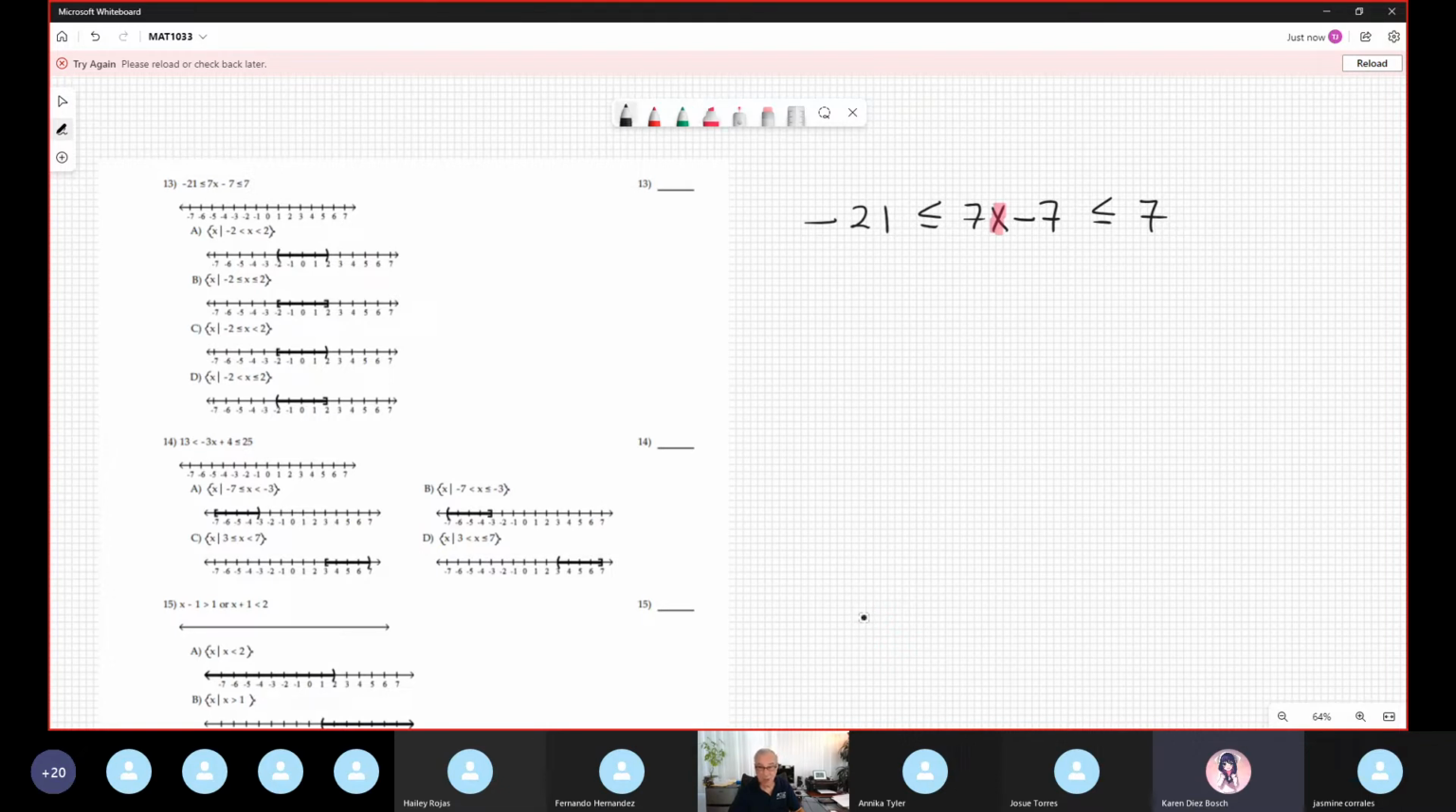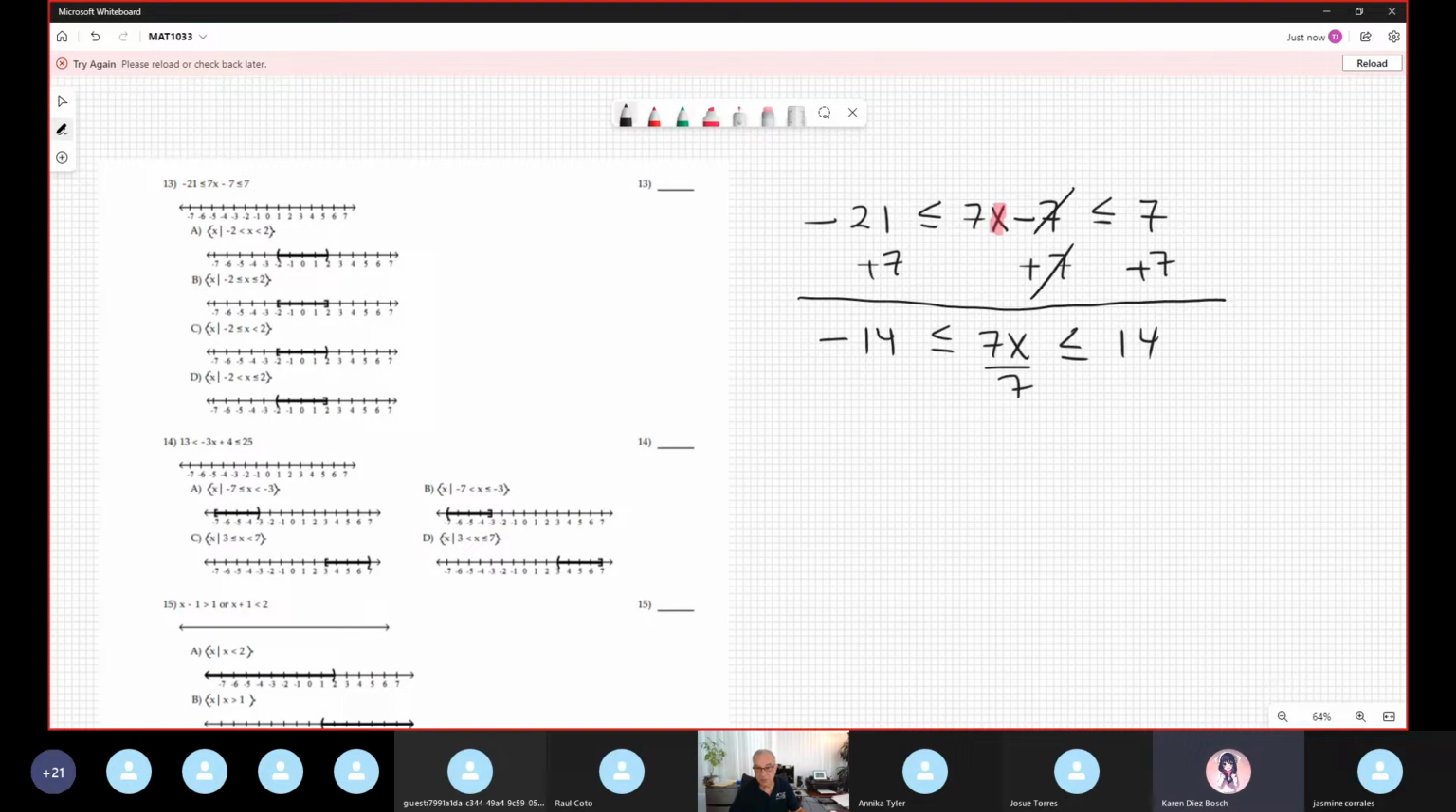How? You add 7. The -21 plus 7 is -14, of course. It's negative. In the middle, we have 7x because this and this cancel out. That was my intention. And we have 14 positive, 7 plus 7 is 14. Finally, divide everything by 7. It's a -2. And it's a +2.